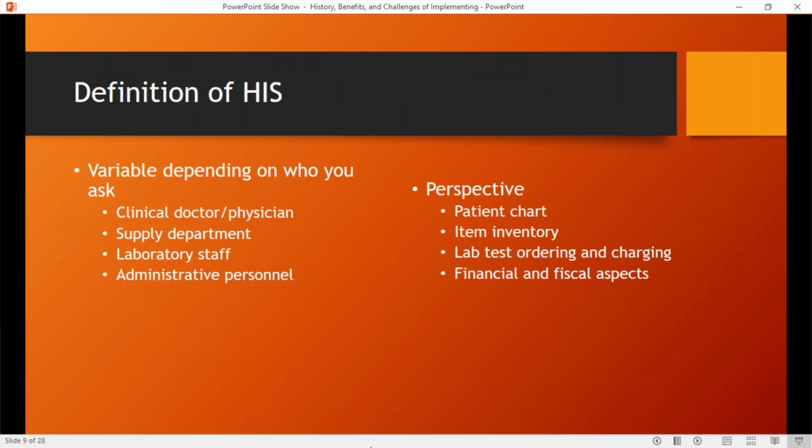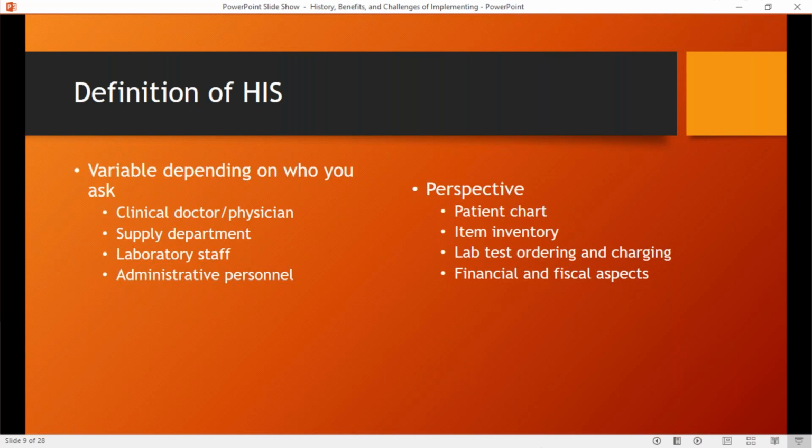So we can also define an HIS depending on who you're asking in the hospital, really. If you're asking a clinical physician, a clinical doctor, his or her perspective of an HIS may be simply the patient's chart, a patient's medical records. If you ask someone in the supply department, it can be simply an item inventory within that department. If you ask someone from my laboratory staff, it can simply be a system that is in place to facilitate lab test ordering and charging.